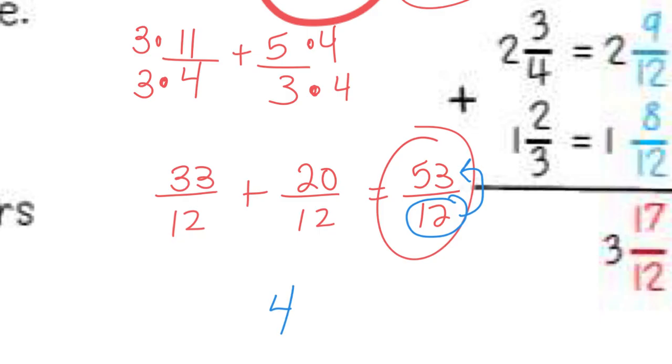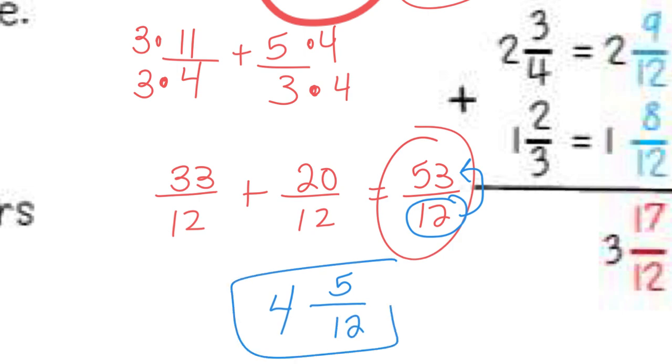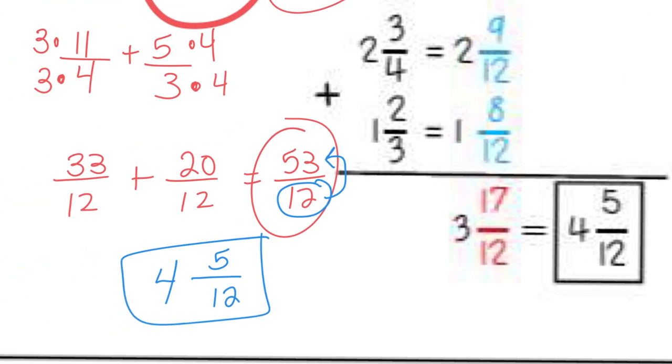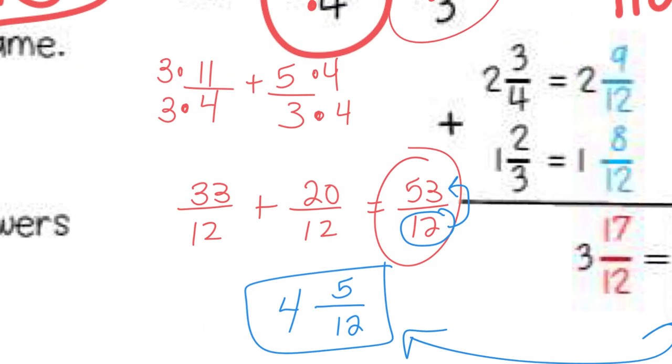4 times. 12 times 4 is 48. So how much is left over from 48 to 53? 5. Out of 12. You can see we got the same answers. They did it differently, but the way I showed you will work all the time. When you're subtracting, the way they just showed you will not always work all the time, but my way will.